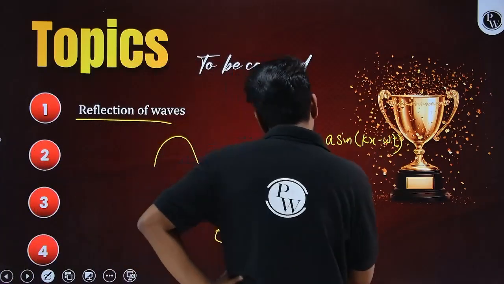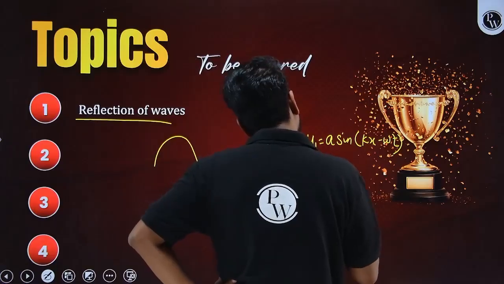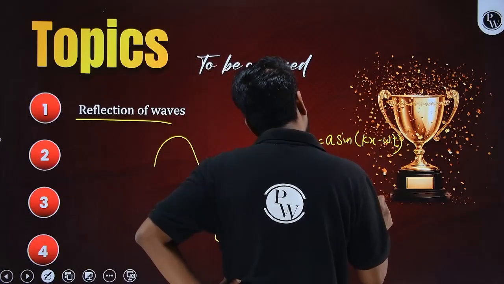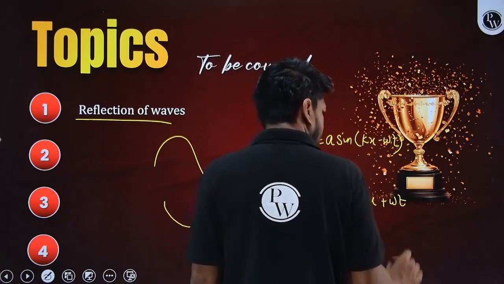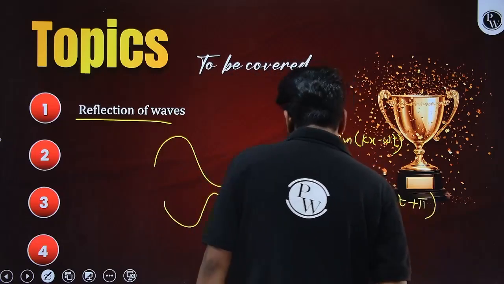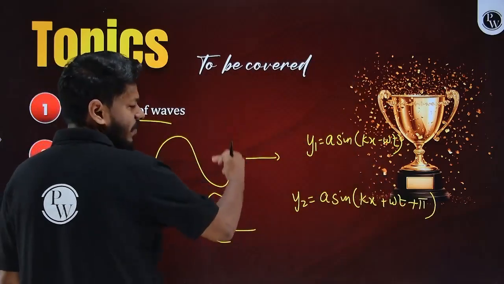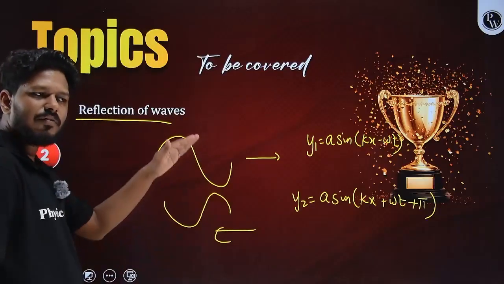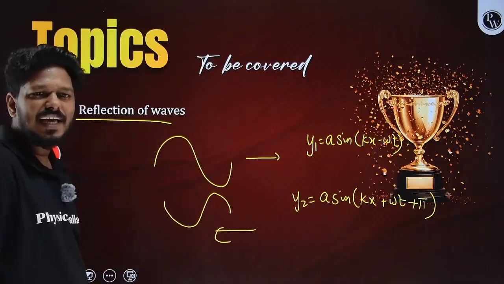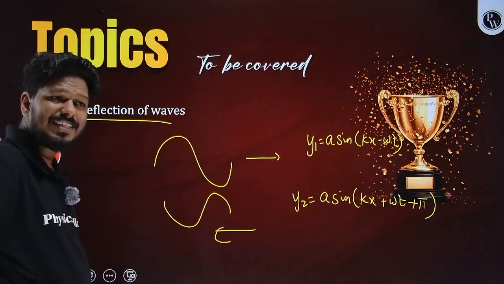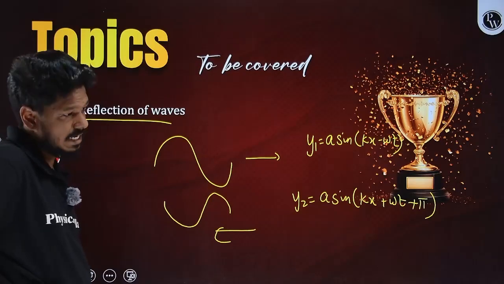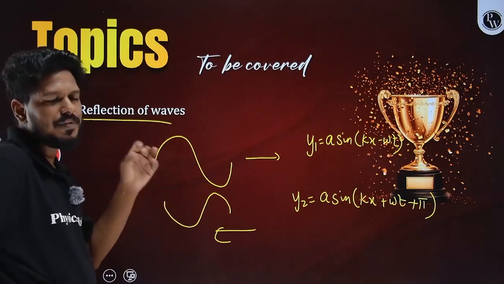This wave can be written as a sine of kx plus omega t. Why plus omega t, sir? Because this wave is going in backward direction, plus pi. Why do you use pi? Because they are in opposite phase, right? So when I have two waves which are exactly the same but moving in opposite direction, this will give me a standing wave.